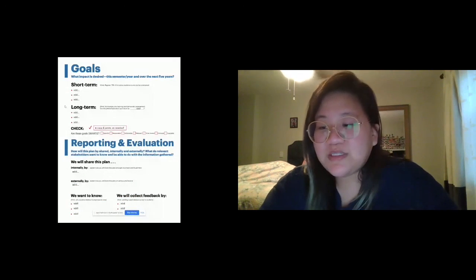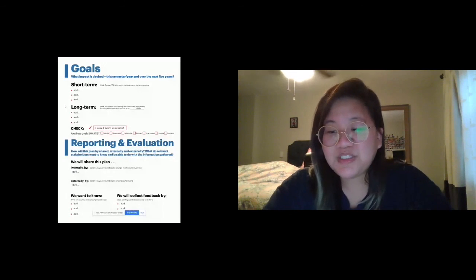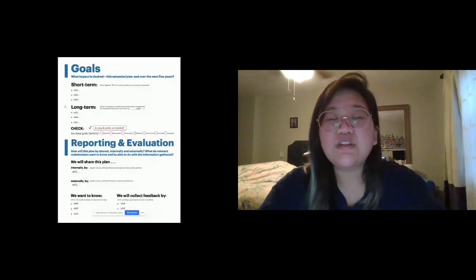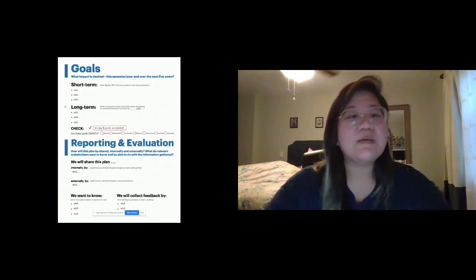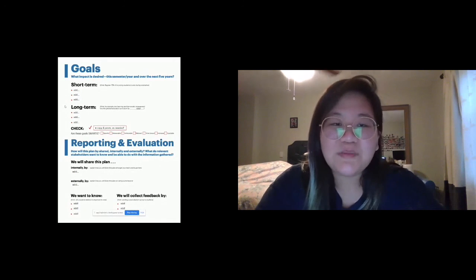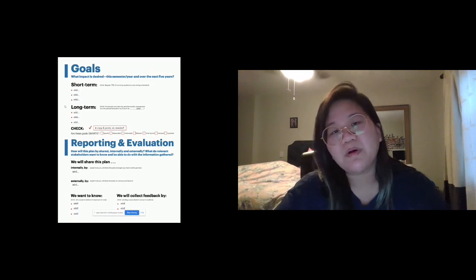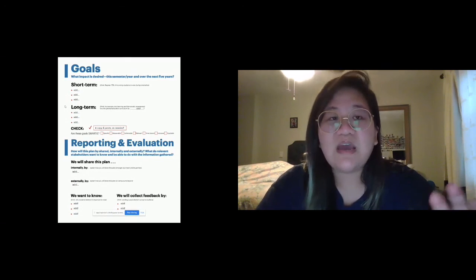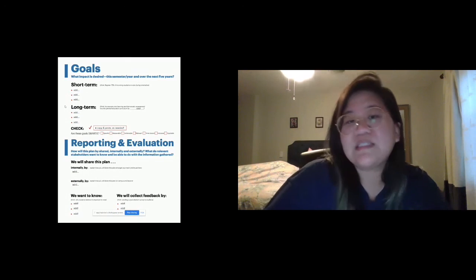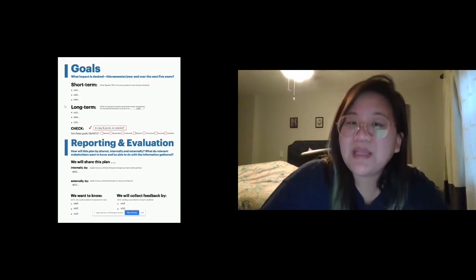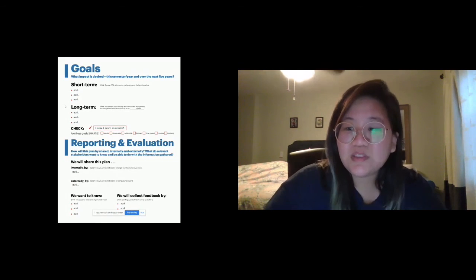Also on the same page, you can see that there's a reporting and evaluation page. This is where you write how you will share this plan with other people, because if everyone writes an action plan and no one's there to see it, does it exist, right? So how do you share it with other people on your team? And then also, how do you share it with everyone? We want to see a public report, a public plan, so anyone on campus can engage with it.